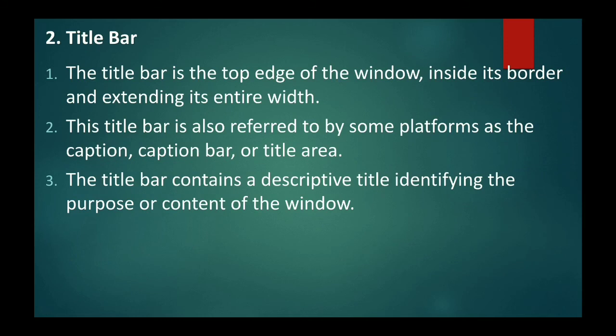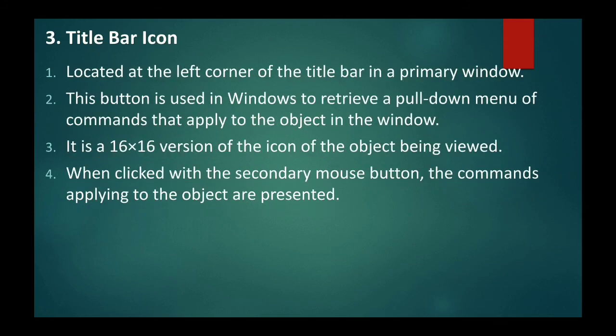The title bar contains a descriptive title identifying the purpose or content of the window. If it is a warning message, we write on the title bar that it's a warning message. If it's a dialog box, we write select a file or select a folder. Whatever purpose the window was created for is displayed on the title bar. So the second component of a window is the title bar. The third one is the title bar icon.